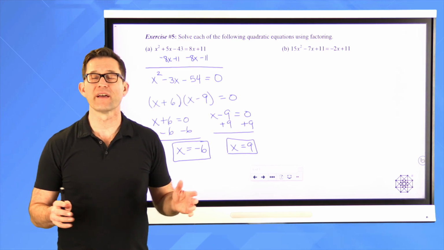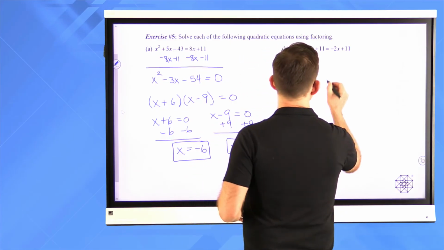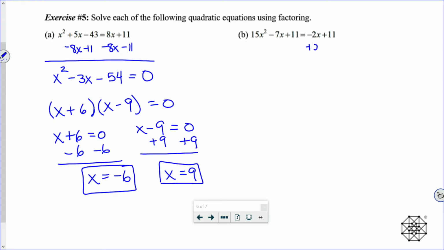Well, apparently I really like subtracting 11 from both sides of an equation. So in this case, because I have a negative 2x plus 11, I need to add 2x to both sides, and I need to subtract 11. So add 2x and subtract 11. All right, again, nothing happens to that 15x squared. It just kind of hangs out there. Negative 7x plus 2x is negative 5x. And note, 11 minus 11 is 0, so that constant term goes away.